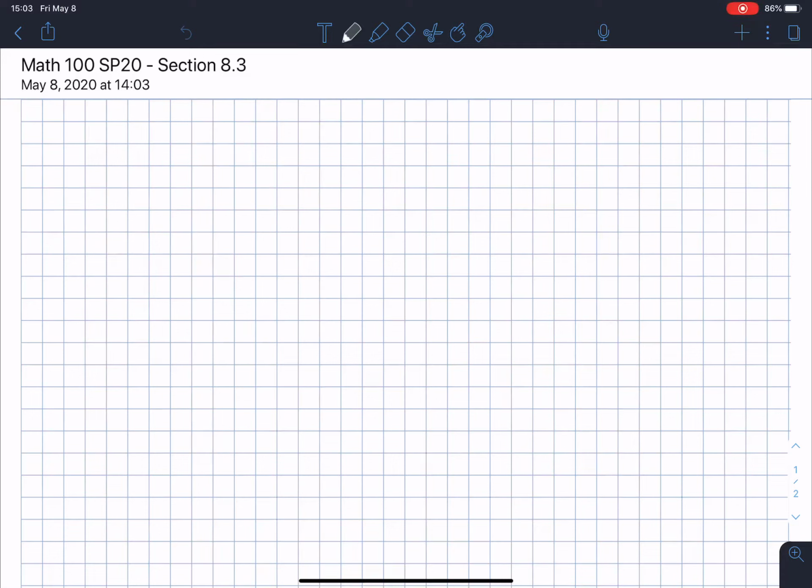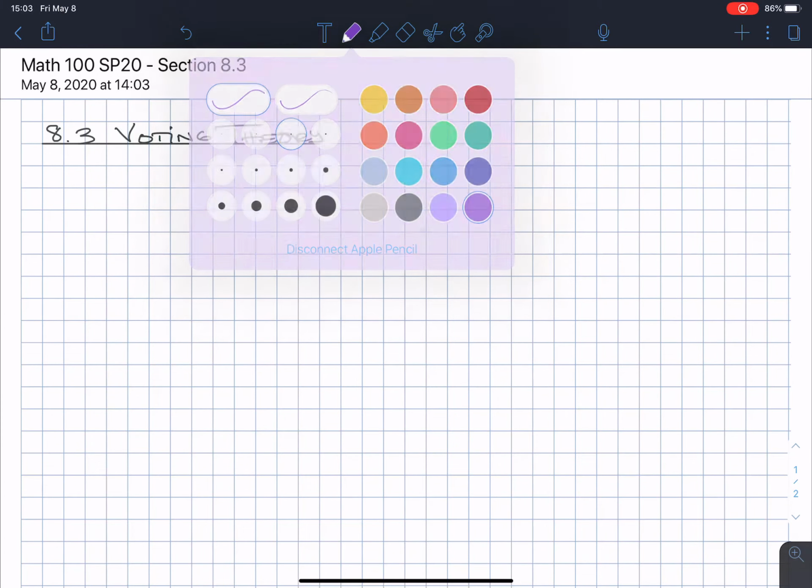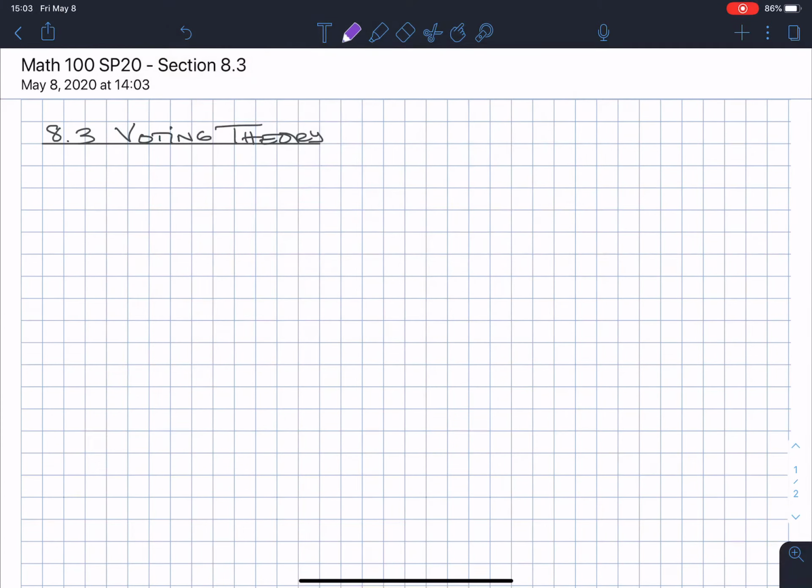Okay, so welcome to section 8.3, which is voting theory. The first thing we're going to deal with is preference schedules.